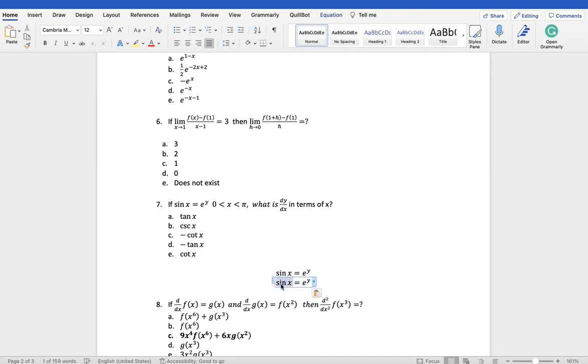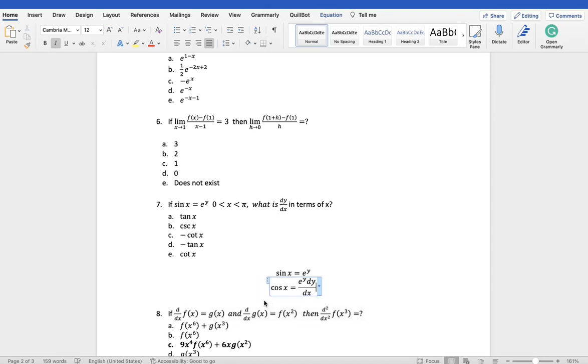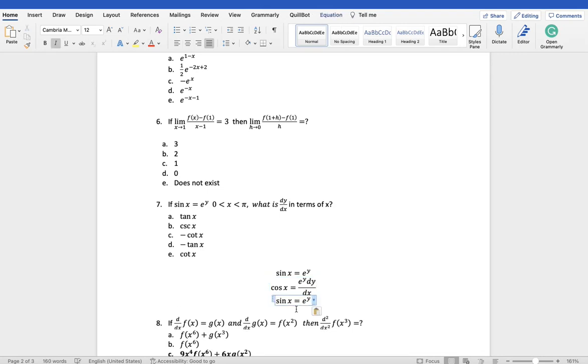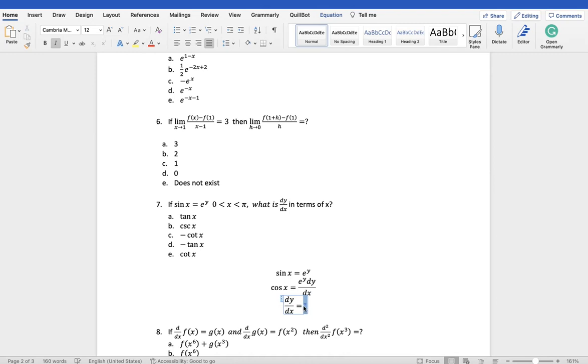When you differentiate sine of x in terms of x, you just get cos x on the right-hand side. And on the left-hand side, you remember the exponential will come back as is, multiplied by the derivative of the exponent, which is dy over dx, okay? So now, when you solve for dy over dx in this expression, you get cos x divided by e to the y, right?